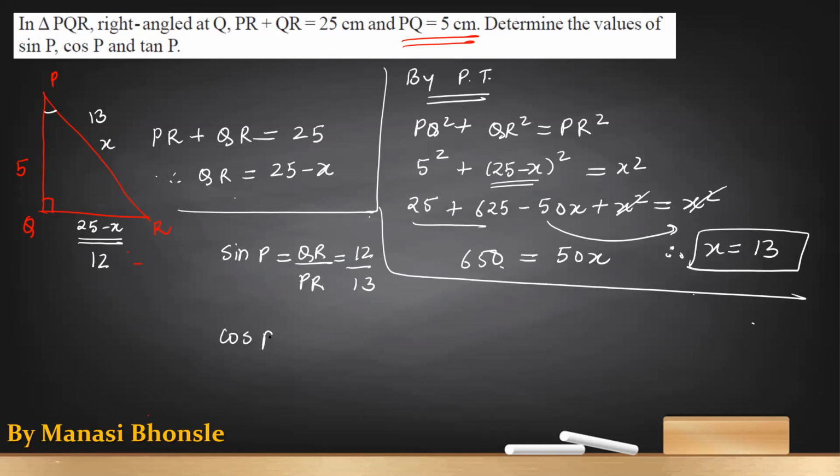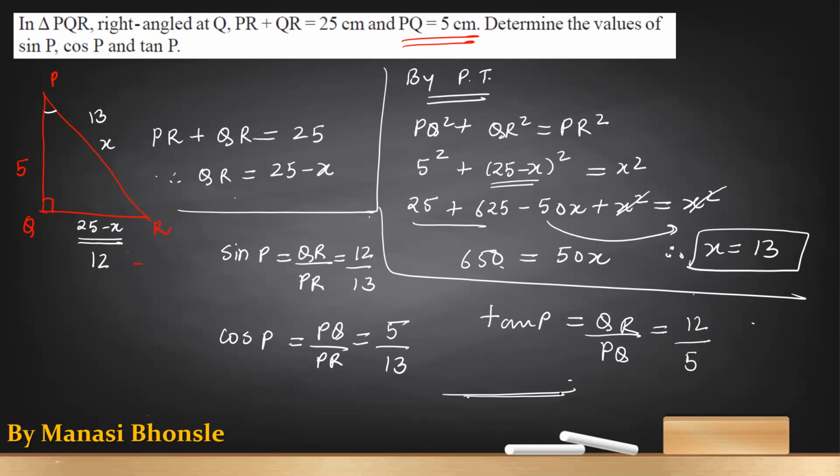Cos P, again P is there, cos is adjacent upon hypotenuse, PQ upon PR, 5 upon 13. And then we have tan P, QR upon PQ, opposite upon adjacent, 12 upon 5. So these are the values of the required ratios, right?